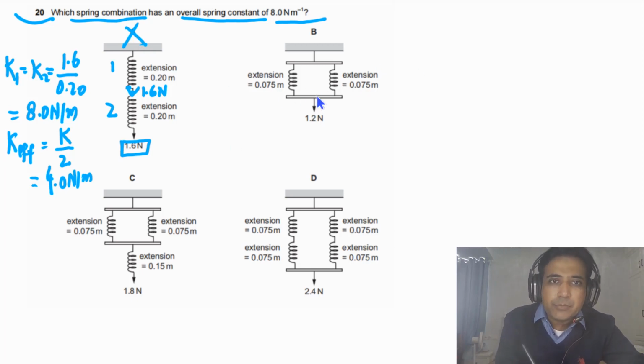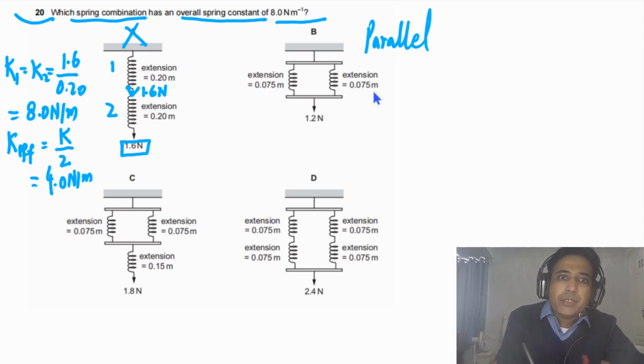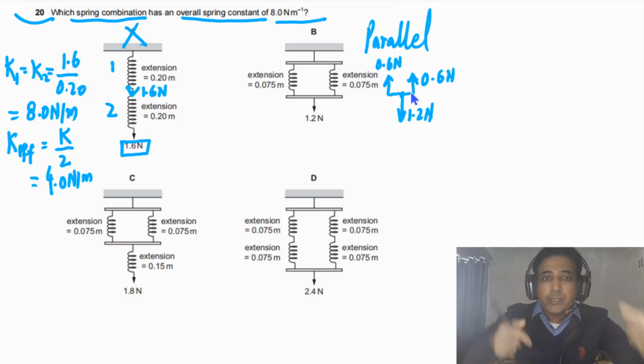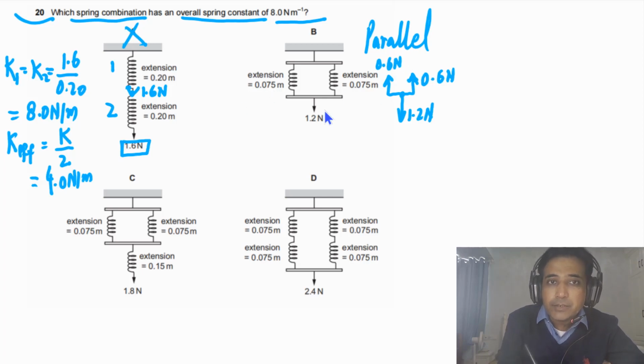Now if we go to the second combination, in this case we need to understand these two springs are connected in parallel. The force acting downwards is 1.2 newtons, and there are two forces acting in the upward direction. So this is the spring force. This spring force has to be half, so this one is 0.6 newtons and this is also 0.6 newtons. So in this case force is divided when the springs are connected in parallel. This is the main point you need to understand: this is 1.2 and two springs are pulling up, so the force will be divided because they are identical springs.